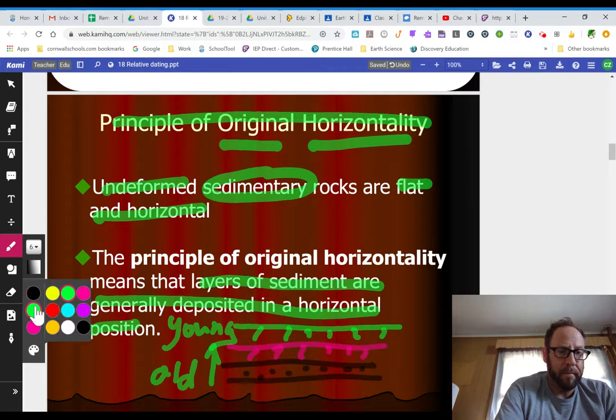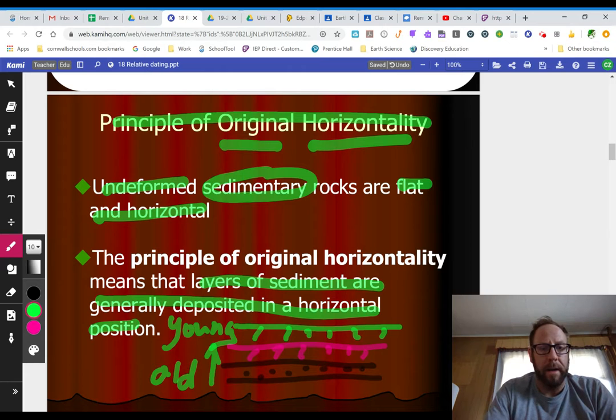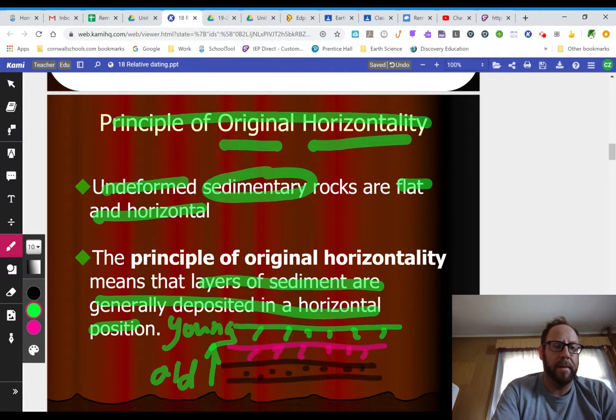Great. Okay, so that's not only superposition, oldest to youngest, but also original horizontality. Sedimentary rocks are layered horizontally. Okay, moving on.